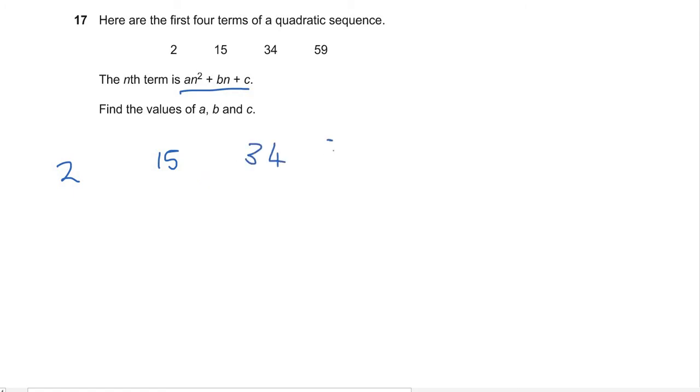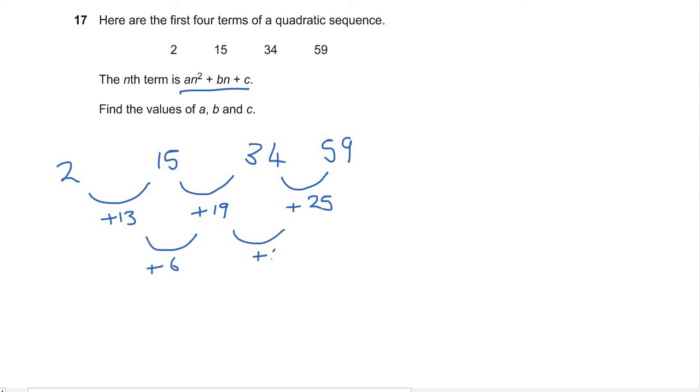And this is our sequence. So what we need to do is look for the second difference. This first difference is plus 13, plus 19, and plus 25. Let's go down to the second. We get plus 6 and plus 6.